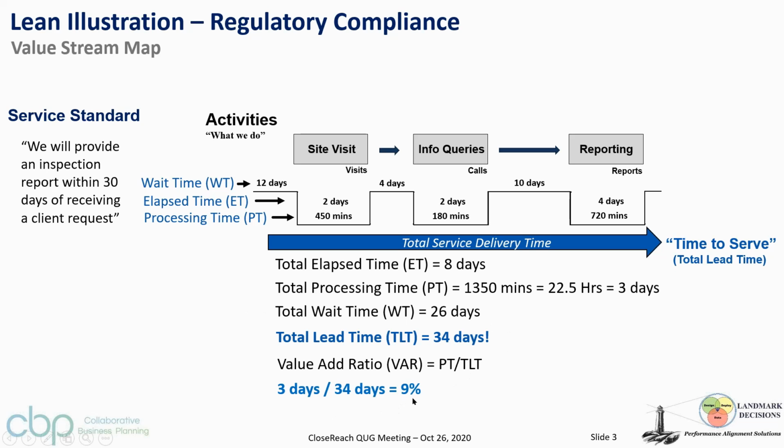Actually, to be honest, that's not bad. It seems very low, but 10 to 20% is considered better performance, really. Very, very rarely will you see organizations above 30 or 40%. So those are some of the parameters around lean.